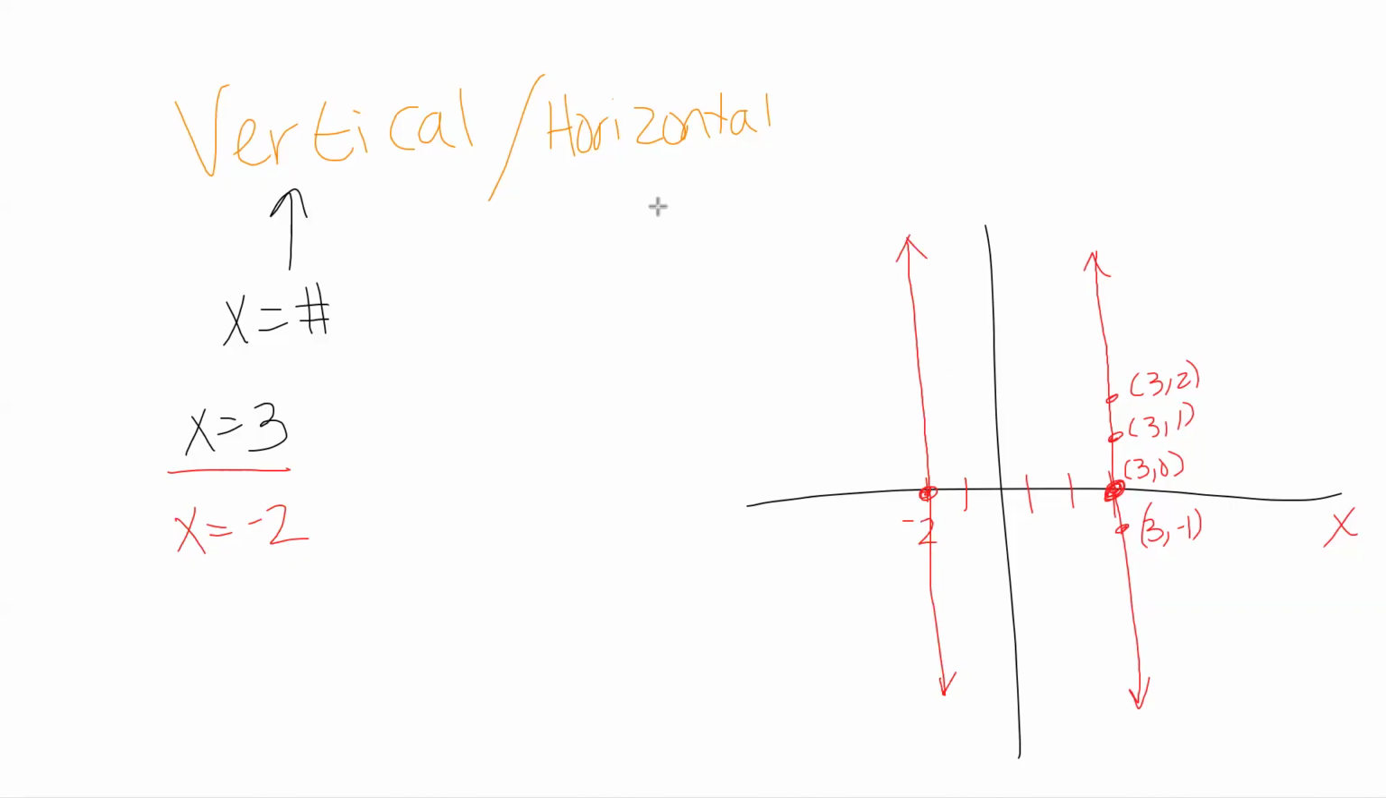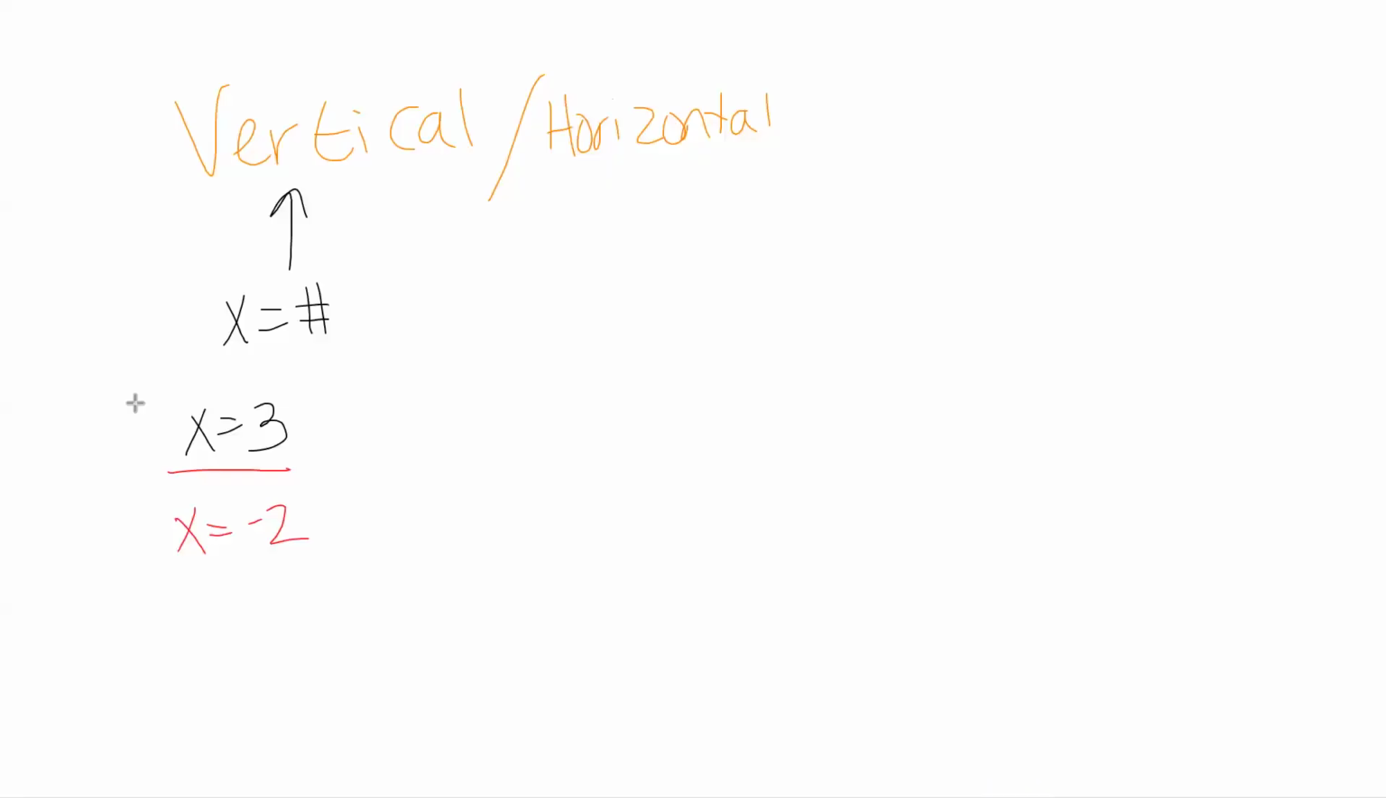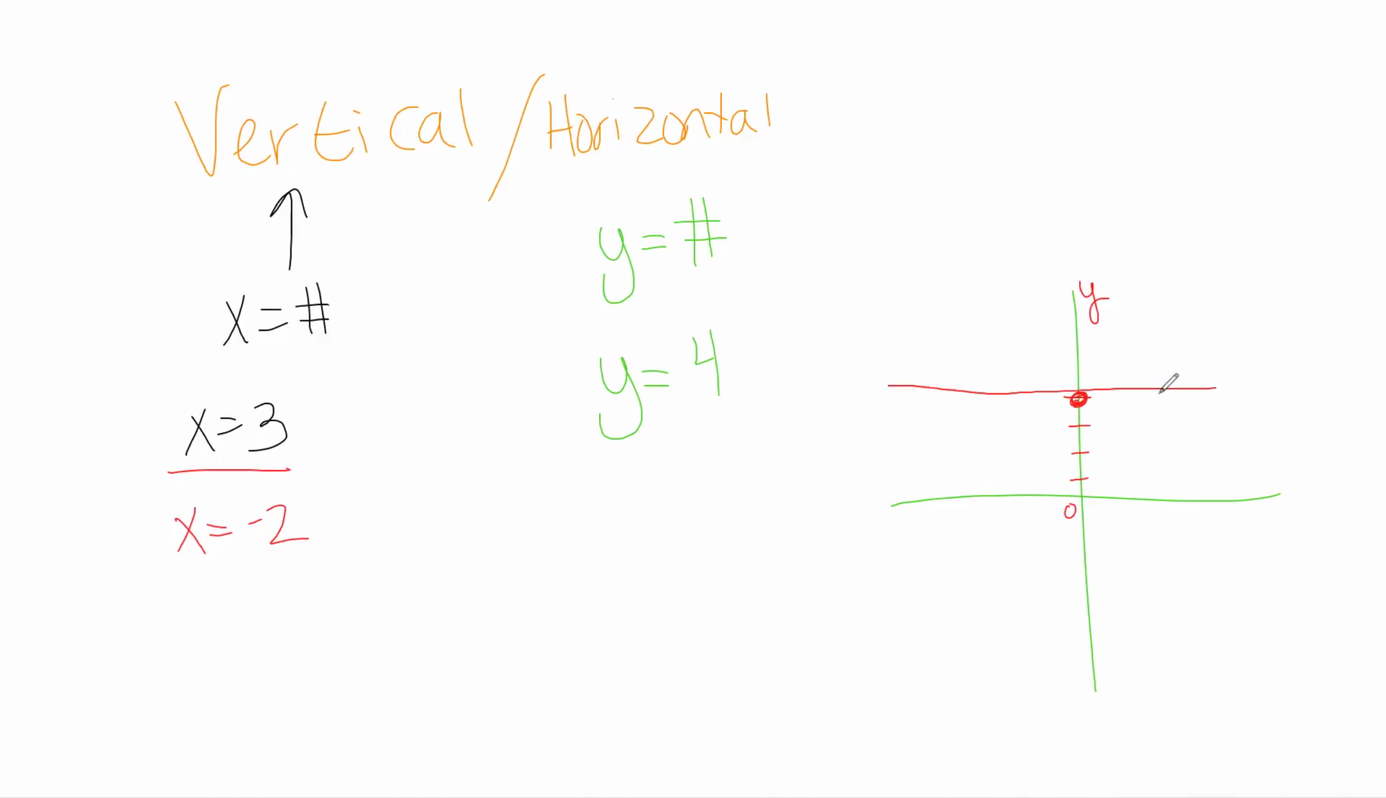Okay, let me clear that and let's talk about horizontal. It's just as easy, but it's going to be y equals a number. y equals some number. y equals 4. You're going to come on your y-axis, 1, 2, 3, 4. Put a dot and go straight horizontal. Sorry, I missed the dot, but you get my point.